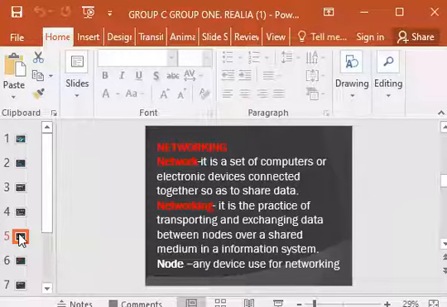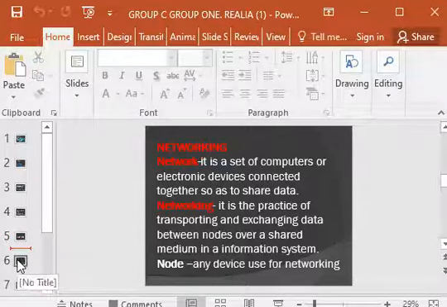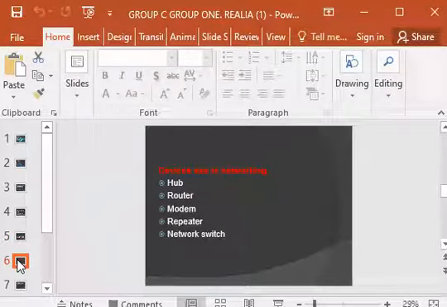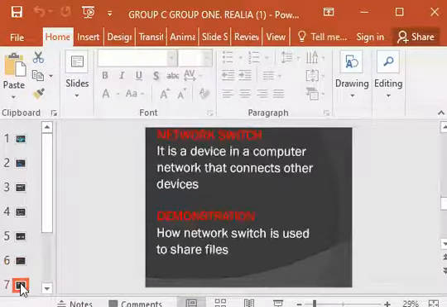Number two, I'll look at the word networking. Networking is the practice of transporting and exchanging data between nodes over a shared medium in an information system. A node is any device for networking. So what are the devices which we use in networking? The first ones are a hub, a router, a modem, a repeater, and a network switch. In our case, we decided to use a network switch.